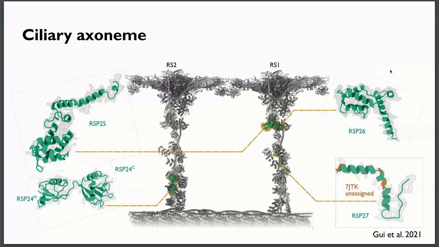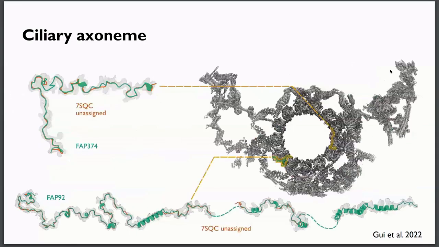So these are the 2 radial spikes that he showed, and 4 newly assigned proteins. And this is the central apparatus, so 2 new proteins here. And for some of these, actually, we were able to find the sequences with quite short ordered regions of the proteins. So that was cool.